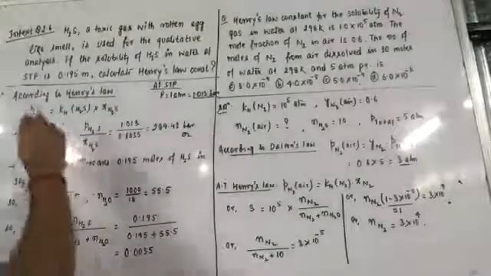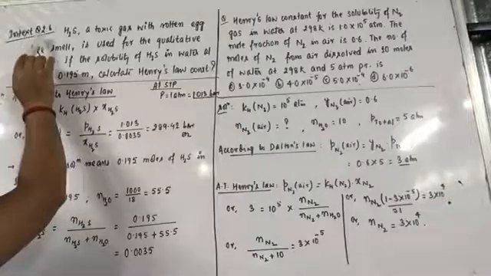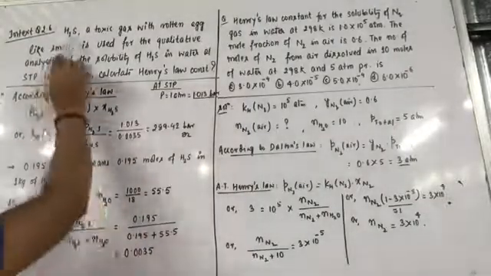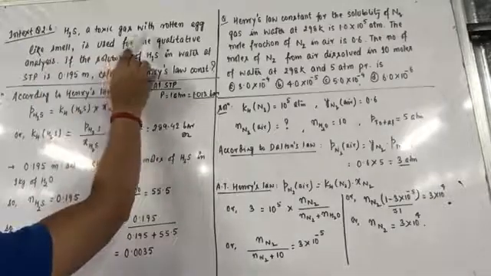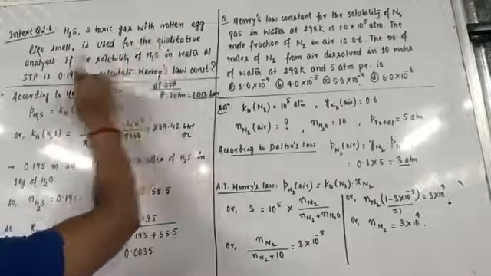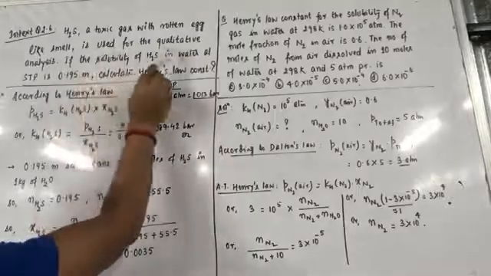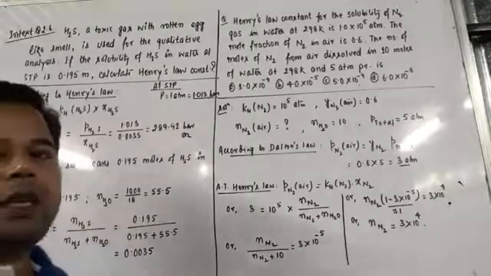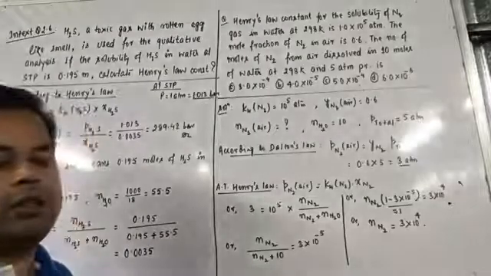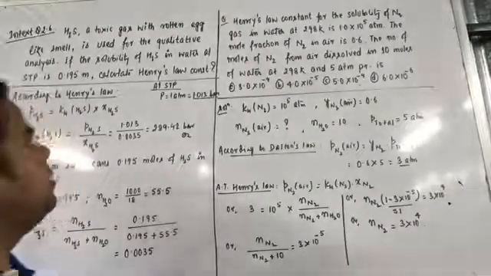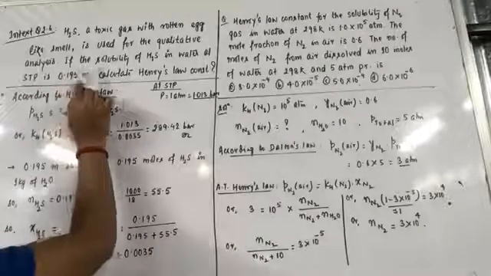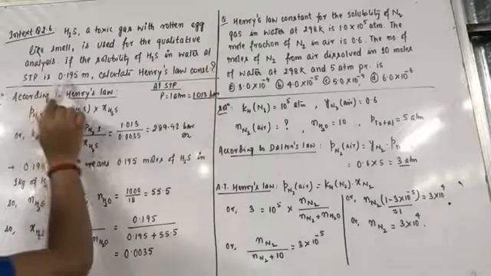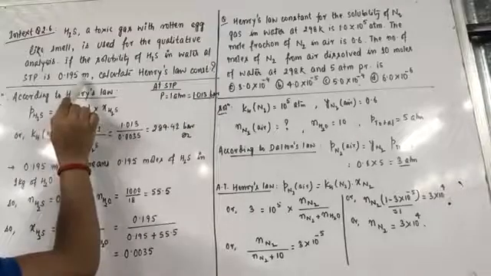It's a question of NCERT in-text question number 2.6 based on Henry's law. The question is: hydrogen sulfide, a toxic gas. We all know it's a toxic gas with a rotten egg-like smell, and it is used for qualitative analysis. It means that hydrogen sulfide is a toxic gas and it is used in salt analysis for determination of basic radicals. So if the solubility of hydrogen sulfide in water at STP is 0.195 m, small m, molality.